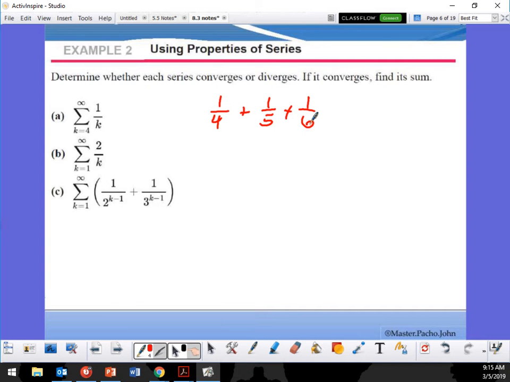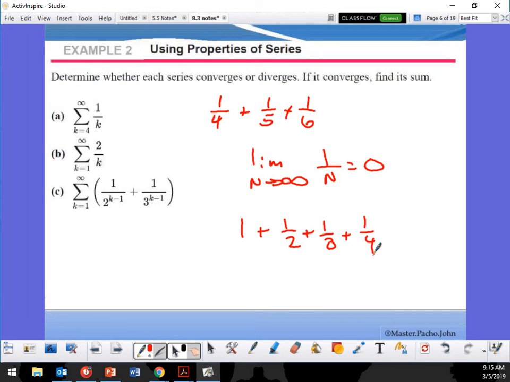And so if I just compare it to that, writing it out as the limit as n approaches infinity of 1 over n equals 0. Convergent. I'm comparing it because isn't 1 over n the same as this? If I'm starting at 1, it would be 1 plus 1 over 2 plus 1 over 3 plus 1 over 4, dot, dot, dot.